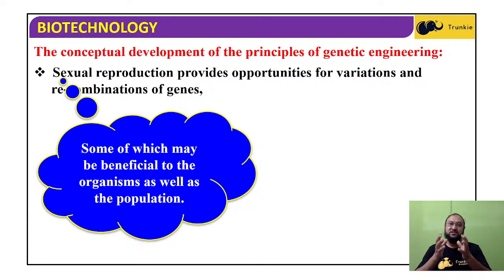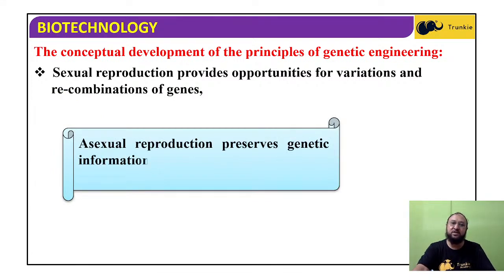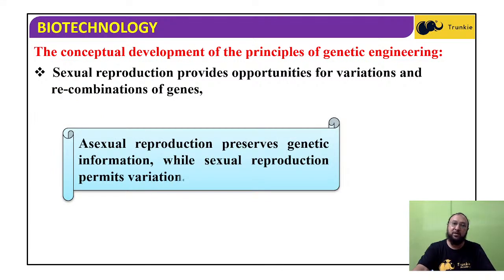But these variations are not always beneficial. The variation that comes with a mutation may not be suitable or helpful for the organisms. So in biological processes we choose only the beneficial ones. Asexual reproduction preserves genetic information, while sexual reproduction permits variations.